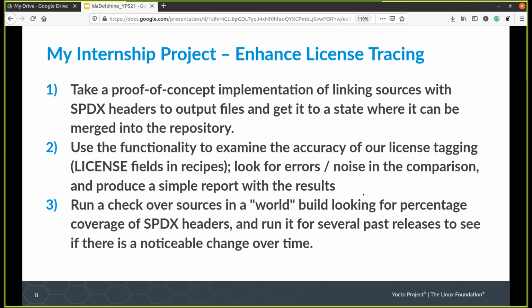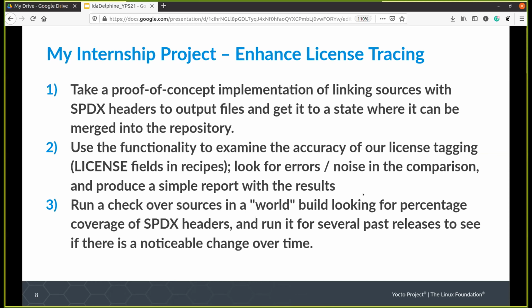And the third task was for me to run a check over sources in a world build, looking for percentage coverage of SPDX headers. And I should also do that for the current and previous releases. So I ran this check at that time, the latest release was Gatesgarth. So I ran the check for Gatesgarth, and I did it for Zeus and for Dunfell. And the results I found were quite interesting because with Zeus, the percentage coverage of SPDX headers was really high.